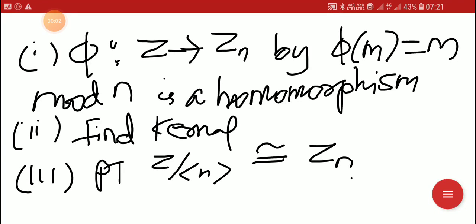Okay, there is a problem. Phi from Z to Zn, defined by phi of m equal to m modulo n, is a homomorphism. First, prove that phi is a homomorphism. Second, find its kernel. Third, the factor group or quotient group Z by n is isomorphic to Zn. There are three questions. First, to prove that phi is a homomorphism.